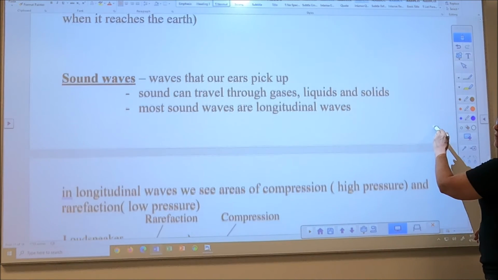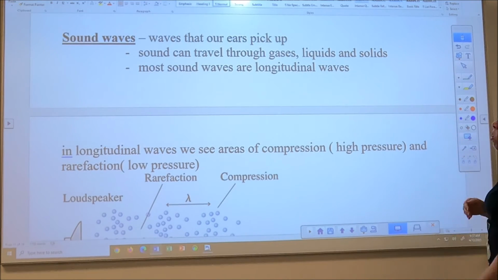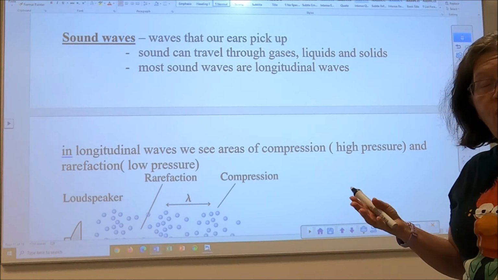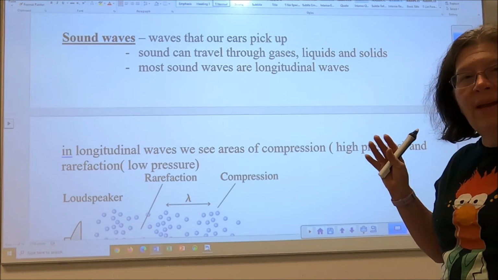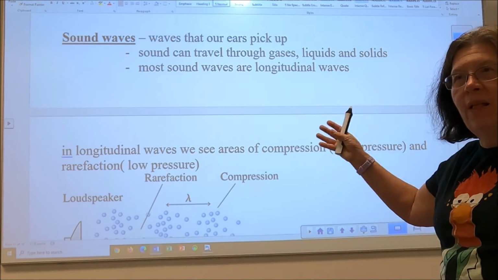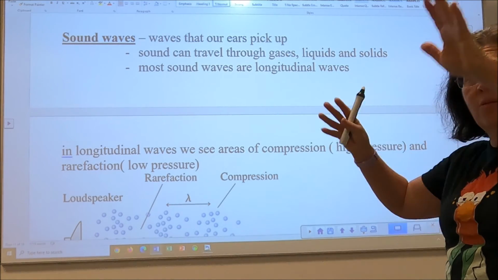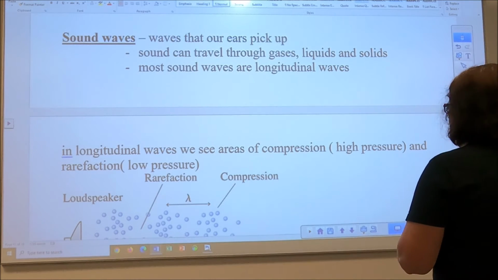Okay? Now, sound waves. Sound waves are the waves that our ears detect. Sound can travel through gases, liquids, and solids. Most sound waves are longitudinal waves, with compression and rarefaction. A sound wave is three-dimensional and moves out in all directions. Now we can make speakers and develop cones to try to force the energy in a specific direction, but ultimately sound is a three-dimensional wave.